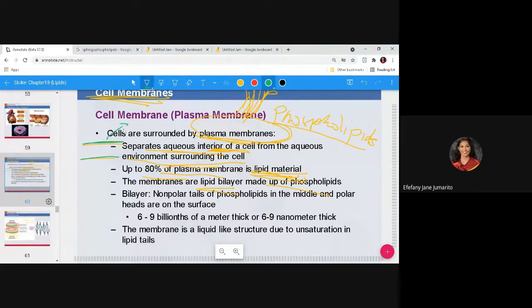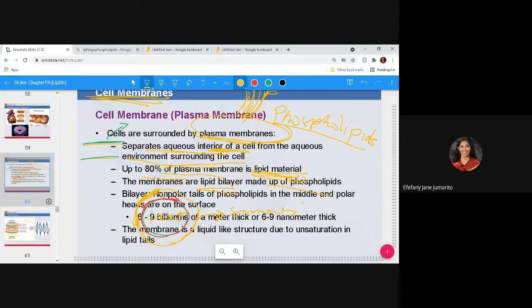Now, if this is your cell, layer 1 will be this one. Layer 2, this one. So the outer layer separates from the surrounding. Layer 1, the inner layer, separates from the inside of the cell. So, inside and outside.